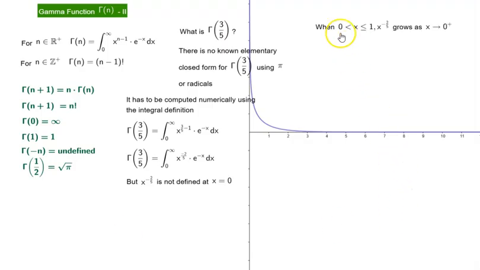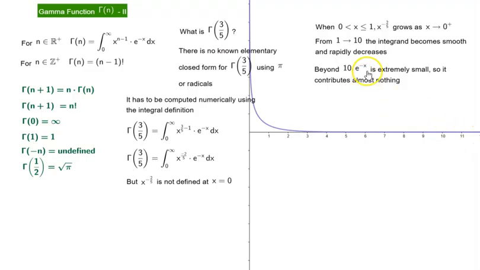When x is between 0 and 1, 0 not included, x to the power of minus 2/5 grows as x approaches 0 from the positive side. So it is growing from 1 to 10. The integrand becomes smooth and rapidly decreases. Beyond 10, e to the power of minus x is extremely small, so it contributes almost nothing. What do we do?